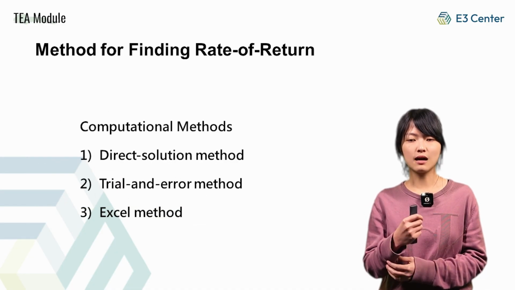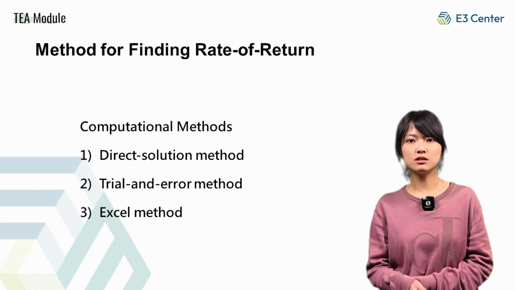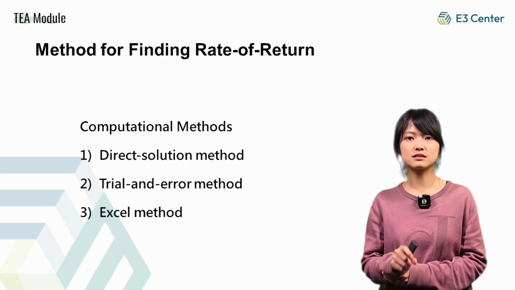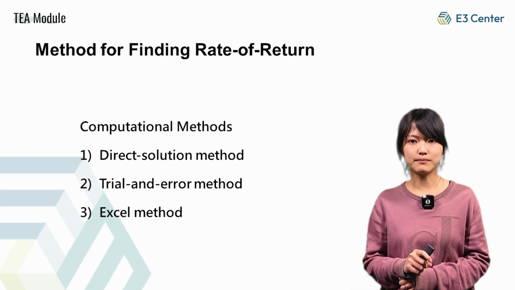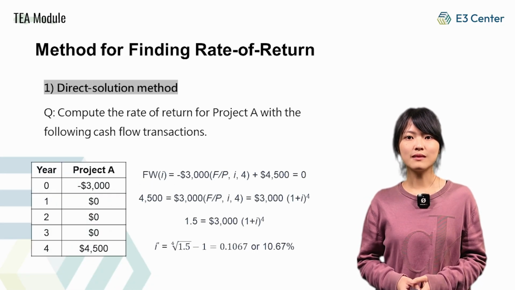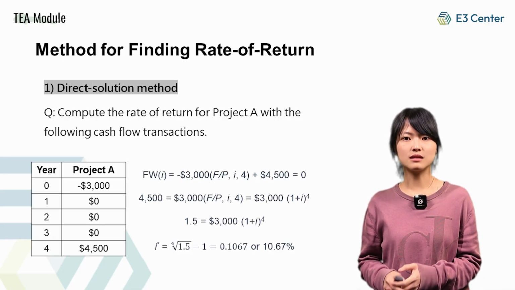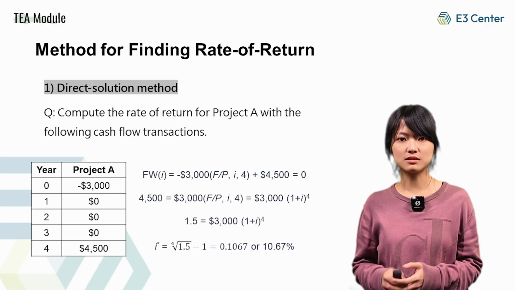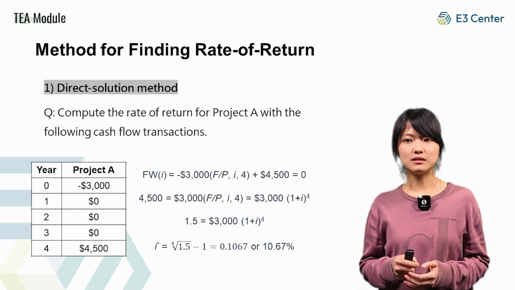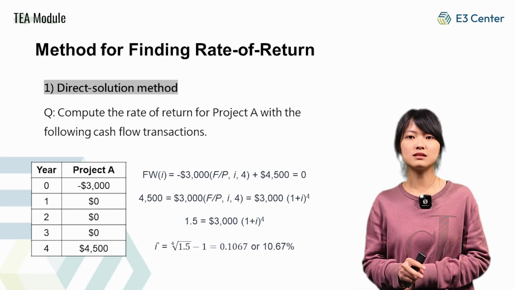There are 3 major computational methods to solve the ROR, including direct solution, trial and error, and Excel. Each method is suitable under various circumstances, depending on the complexity and the nature of the cash flow involved. For the first one, direct solution method. These methods involve mathematical formulas or financial calculators to directly compute the rate of return. It is most effective when dealing with simple investment where a straightforward calculation can be directly applied.